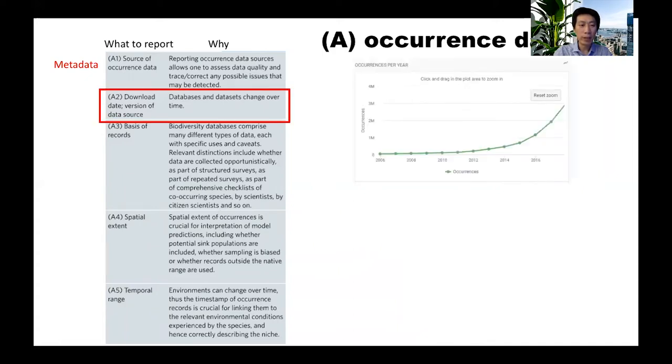So why are the download date or the version of the data source important? This figure shows the number of records that have been collected and digitized, I guess, from naturalists. On the x-axis, it is year. As time goes, more and more records are being collected every day. Which means if your study downloaded data yesterday, that would have less data than the data downloaded today. So that's why time is important, because databases always change.